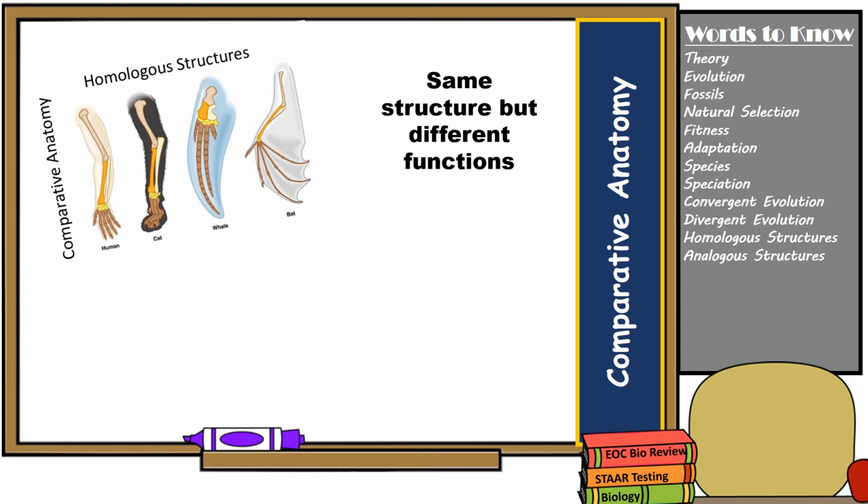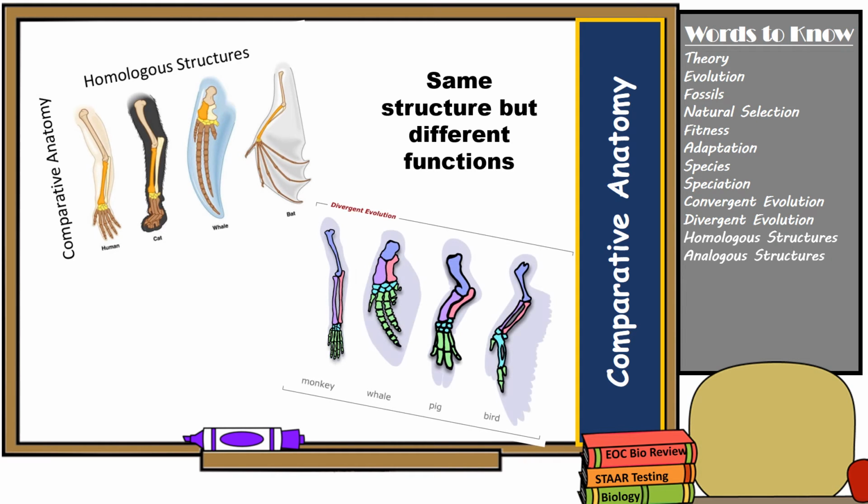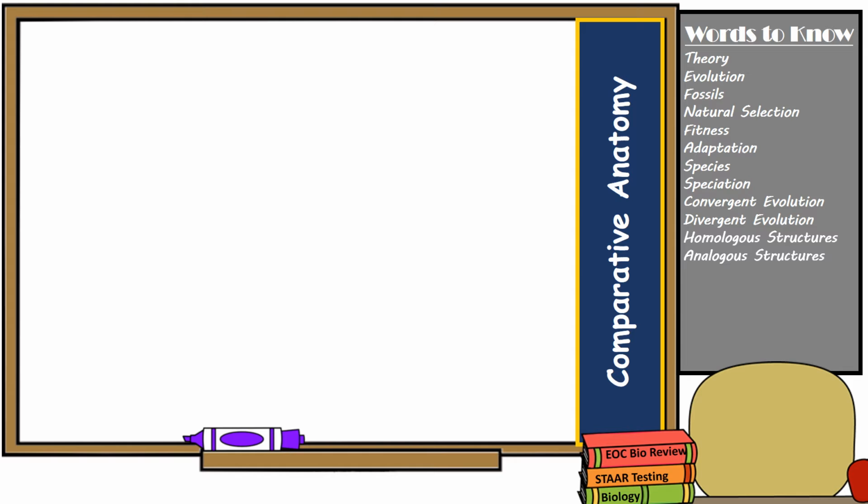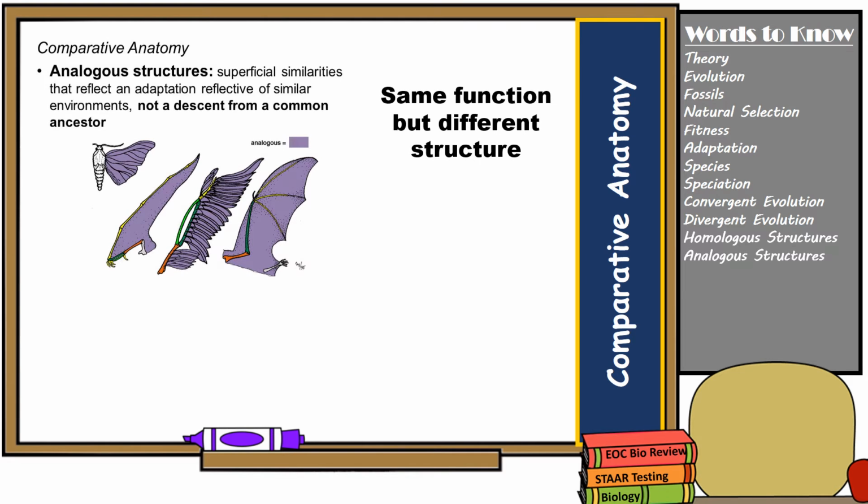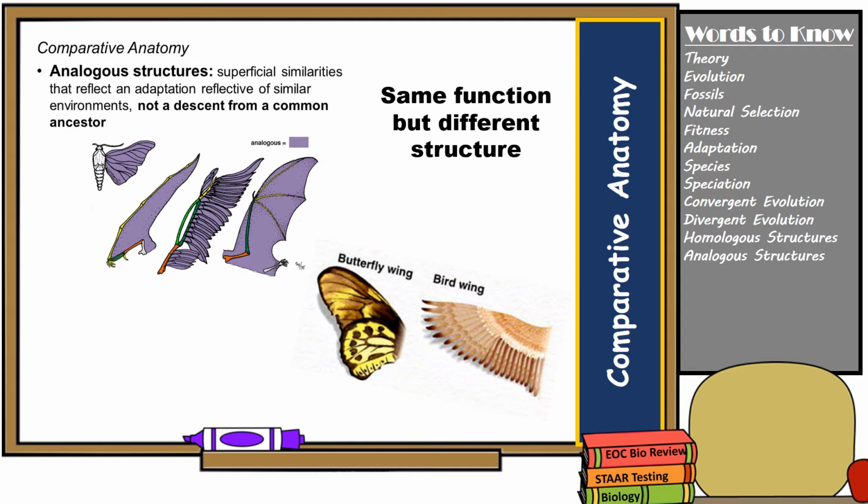Now, homologous structures indicate that organisms share a common ancestor that had a similar structure, which is often seen among species that have experienced divergent evolution from each other. However, as we previously mentioned, convergent evolution leads distantly related species to have analogous structures, which are body parts that have similar function but are not made up the same way. For instance, the wing of a butterfly and the wing of a bird both have the same function, which is to fly, but the structures are not made up the same way.